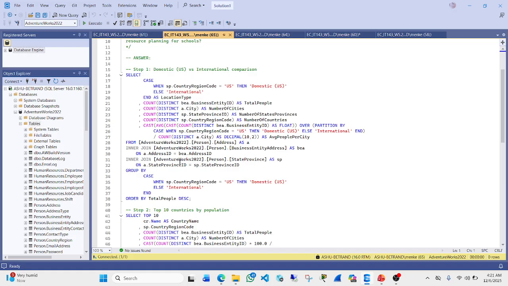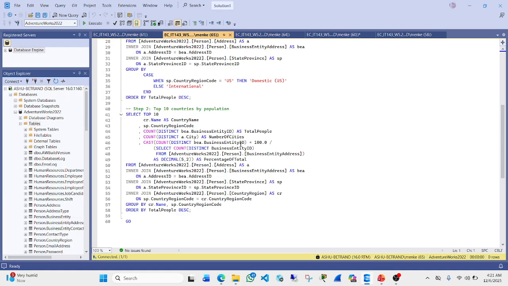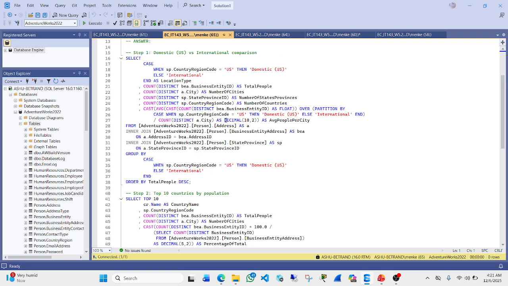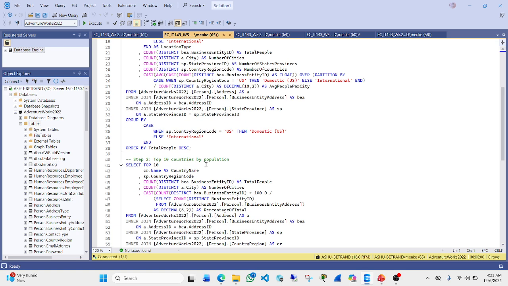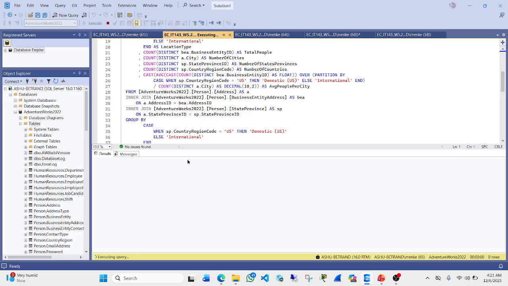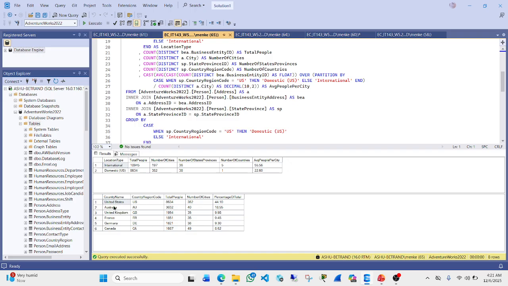So this shows that we have clearly split the US from the international. Then we joined them. Then we had step two, where we took the top 10 countries. When you execute it, you notice that we have the US, the population, the number of cities, and the percentage. The first one is the international students, the total population of international students.